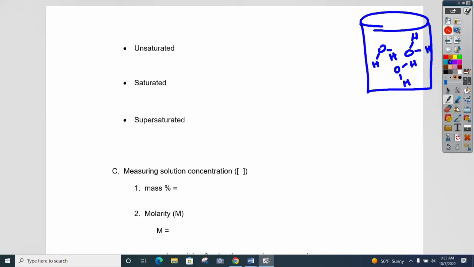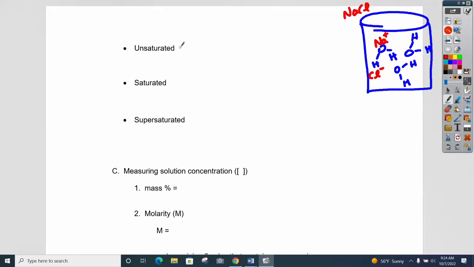Okay, very good. So now let's say I drop in a crystal of sodium chloride. The sodium, because it has a positive charge, is going to be attracted to the oxygen. The chloride, because it has a negative charge, is going to be attracted to the hydrogen. Do you see how we have extra room on these waters right here where more sodium chloride could attach?